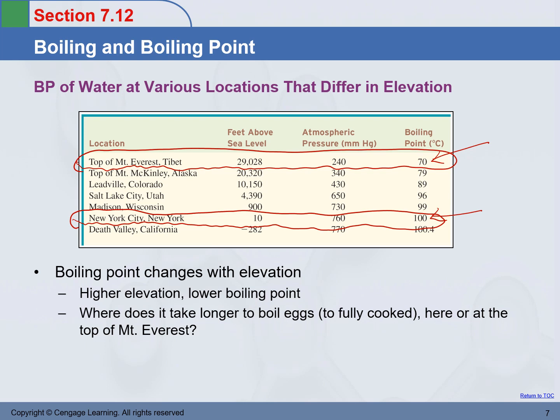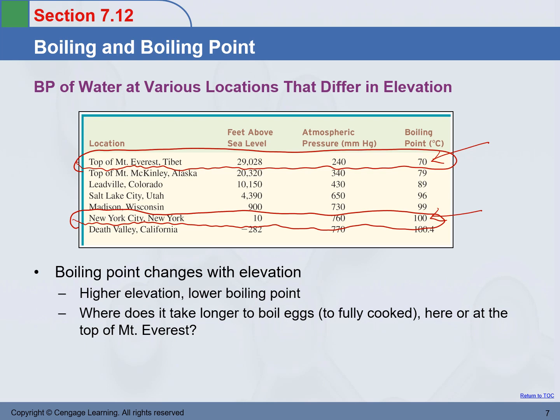Now let's look at this question. Where does it take longer to boil eggs, making sure the eggs are fully cooked, here or at the top of Mount Everest? At both places, we put eggs in cold water, we start the heating, and the temperature rises at the same rate at both places. At 70 degrees Celsius, Tibet's water starts to boil. Remember, once water boils, the temperature will stay at the boiling point.